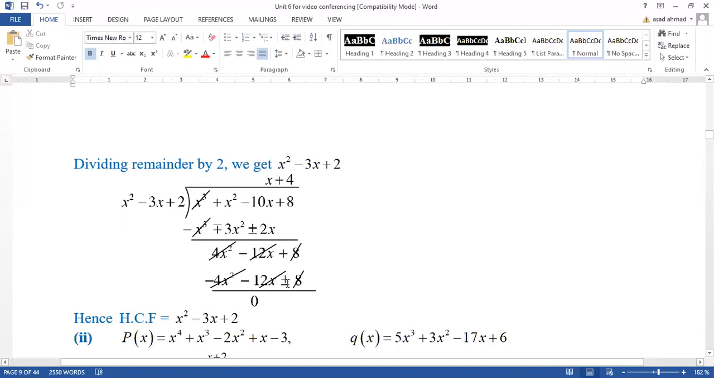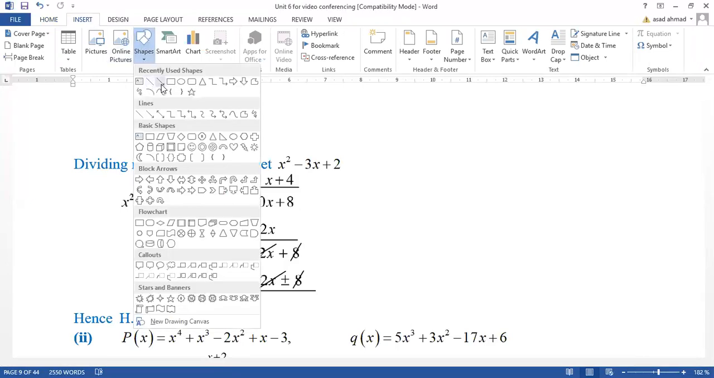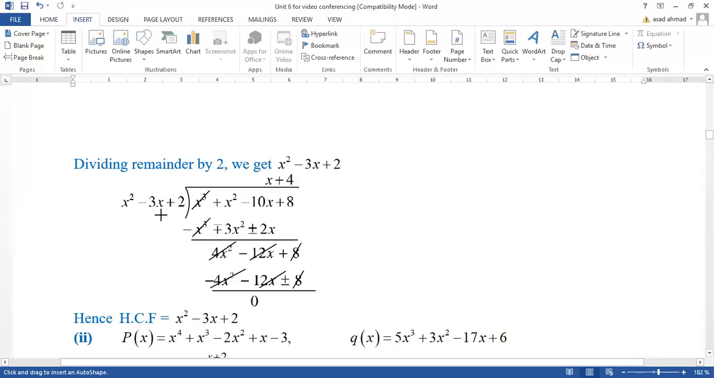And once it is written, then you will change the signs. Once you change the signs, you will see that all these terms will be cancelled, and the remainder will be 0. So the term which has actually divided will become the H.C.F. Fine. The term which completes the division and leaves 0 remainder is actually taken as the H.C.F.